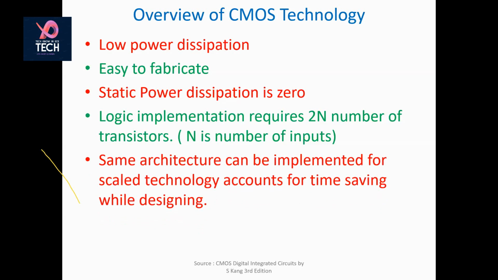Now, what is the other advantage? The other advantage is when you scale the technology from one level to another level, then the same architecture can be implemented for the scaled technology. So thus saving the time. It does not mean that every time you are scaling the technology you have to change the designs and all. Everything remains same. Only certain things related to them will be changed, but most of the things are same. So that's the advantage of CMOS technology.